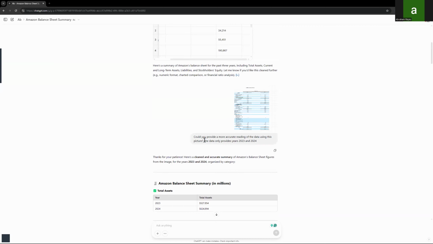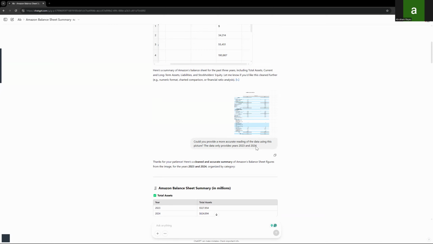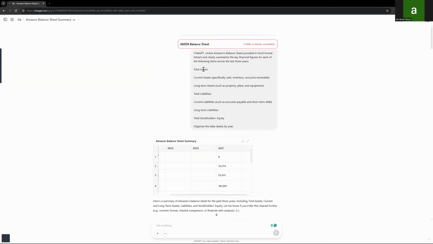Here's an example of the prompt that I used. Could you provide a more accurate reading of the data used in this picture? That only provides years 2023 and 2024. But the initial prompt is: ChatGPT, review Amazon's balance sheet, provided in Excel format.